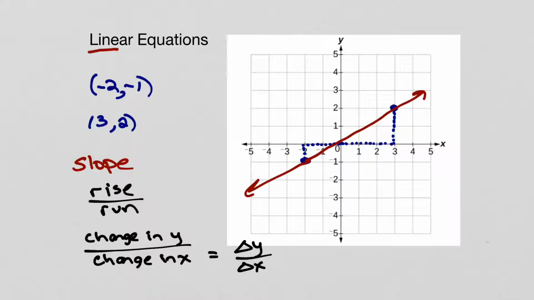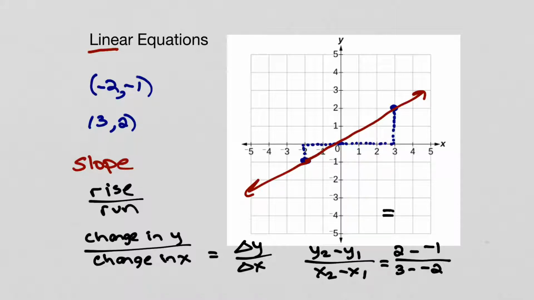All we have to do is take the difference of those y values, and divide that by the difference of the x values. Right? So in this case, it winds up being 2 minus -1 over 3 minus -2, which gives me a slope of 3 over 5.